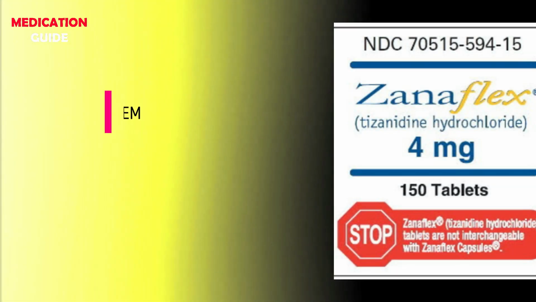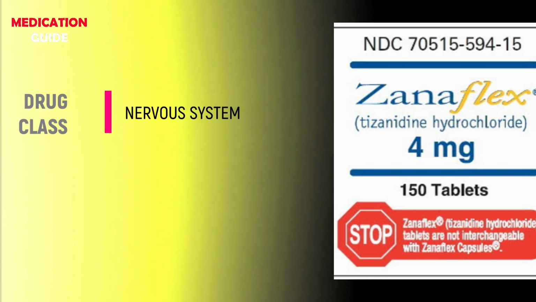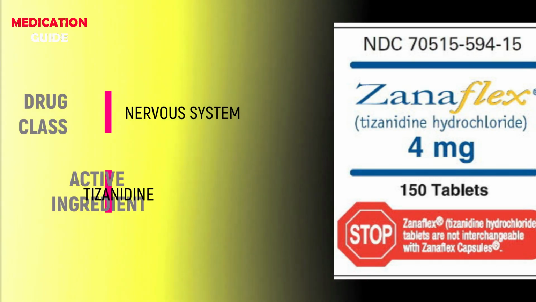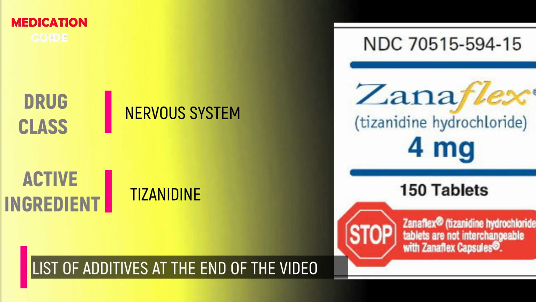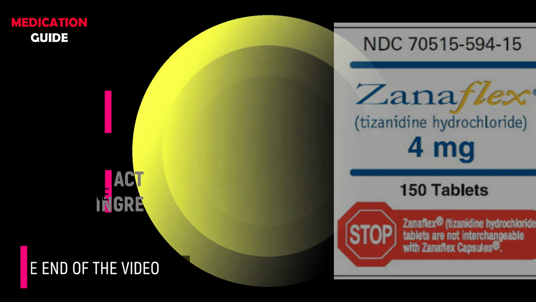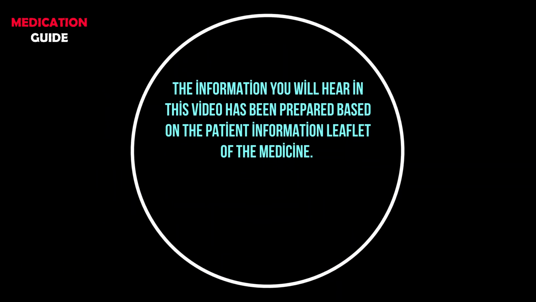ZANAFLEX, which belongs to the group of medicines acting on the nervous system, is available in 2 mg, 4 mg, and 6 mg capsule forms, and in 2 mg and 4 mg tablet forms. The active ingredient of this medicine is Tizanidine hydrochloride. You can find the list of excipients in the final part of the video. The information you will hear in this video has been prepared based on the patient information leaflet of the medicine.